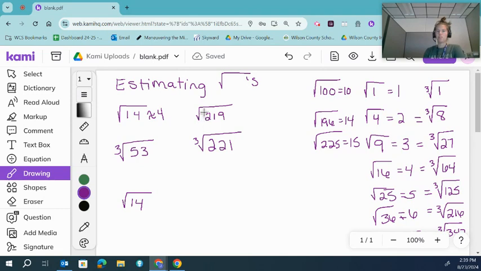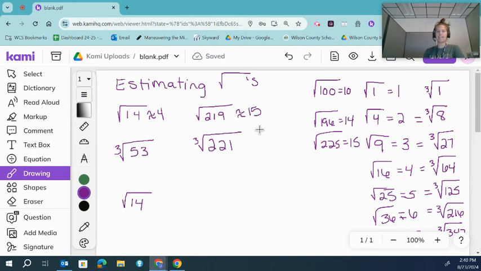The square root of 219 goes a little bit higher. You can see over here I've listed the square root of 196 is 14 and the square root of 225 is 15. The square root of 219 would fall between those two, and it is going to be closer to 225. So it's going to be approximately 15.